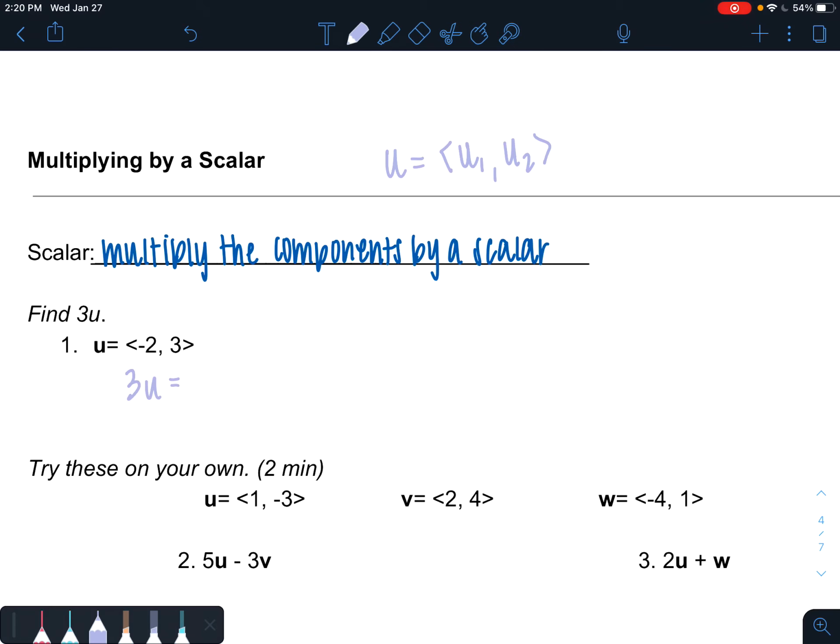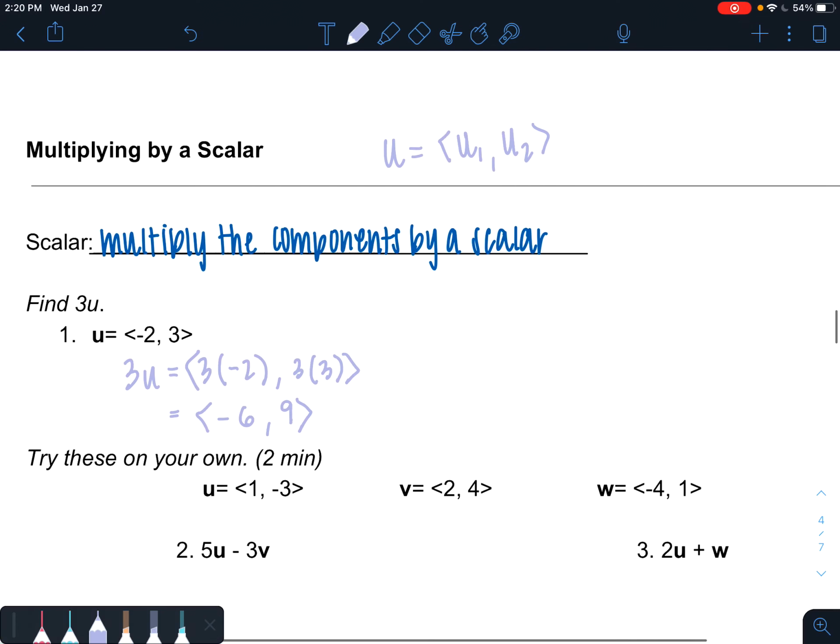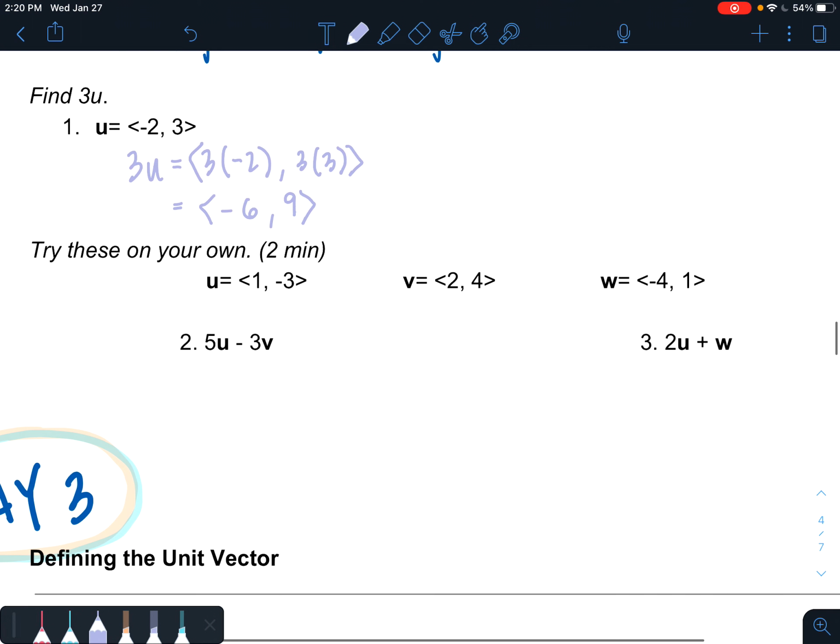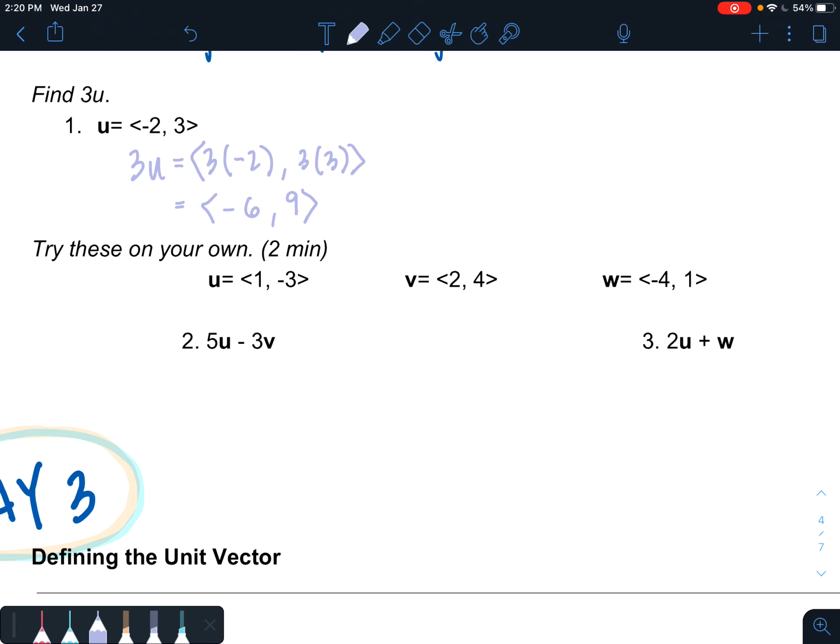Actually, you know what? I don't want to write it that way. I'm going to do 3u equals, and then that's going to be equal to 3 times my first component, then 3 times my second component, and then we simplify, so we get -6, 9. Okay, so all that does is stretches it out. All right, let's do this next one. So I'm gonna go ahead and let you do these next two on your own.